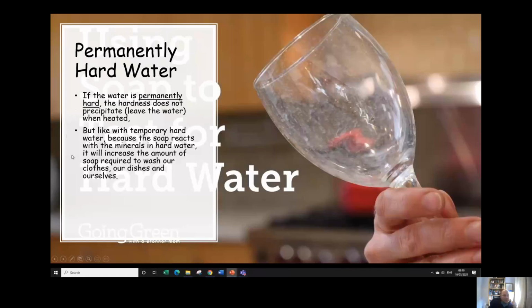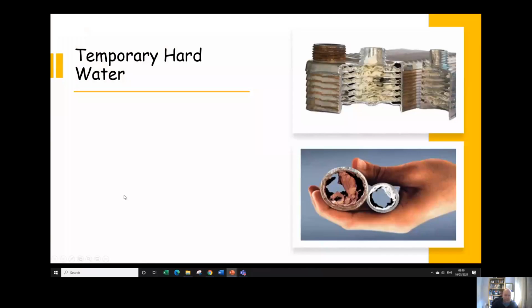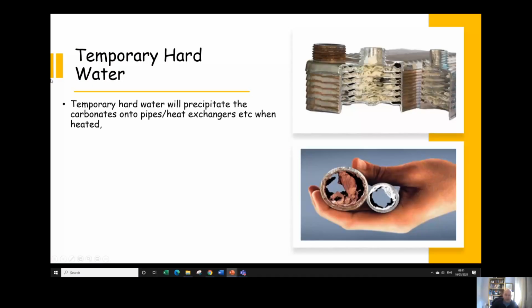But one of the key things to know is that, like I've said, the opposite of soft water, hard water, whether temporary or permanently hard, will react with the soap when washing, which actually means you need to use much more soap to get a decent clean in a hard water area. Interesting fact though, there might be some health benefits to hard water because people generally live longer in hard water areas.